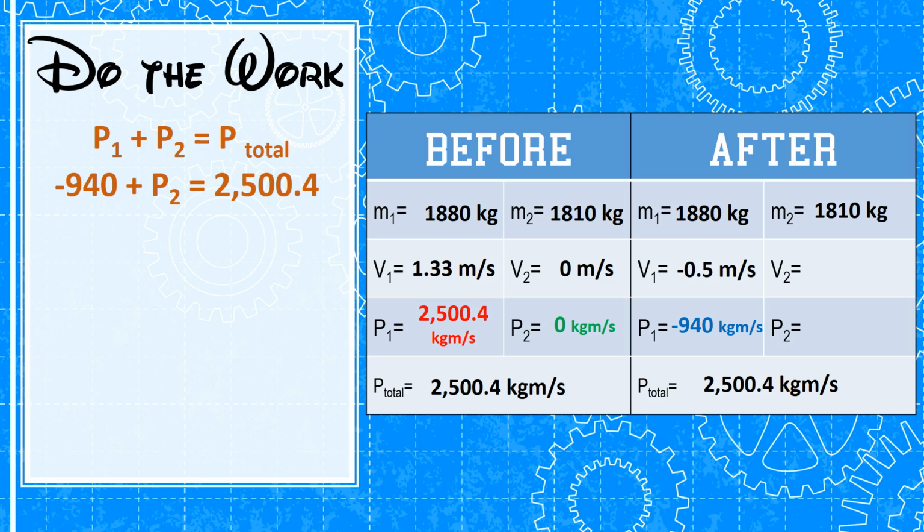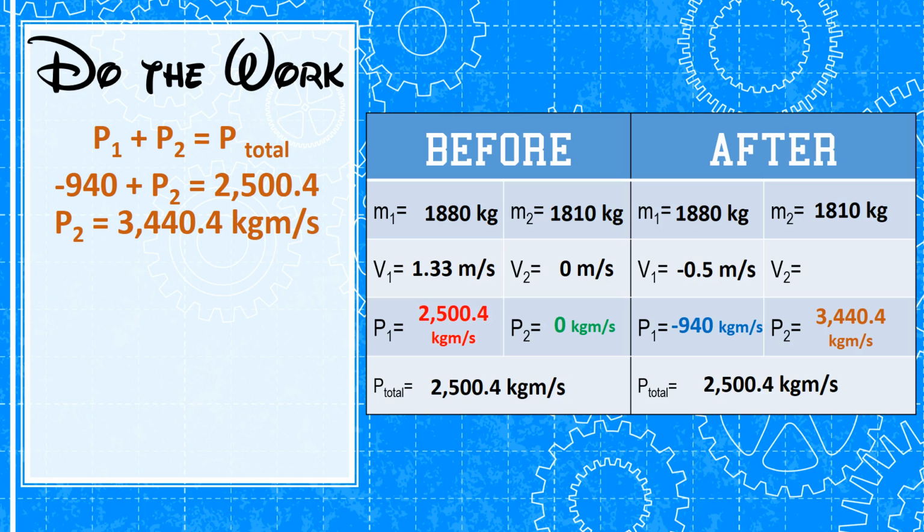Momentum for boat 1 plus momentum for boat 2 equals the total momentum. Either way, I'm subtracting 2,500.4 minus negative 940. I get 3,440.4 kilograms meters per second. That is boat 2's momentum.